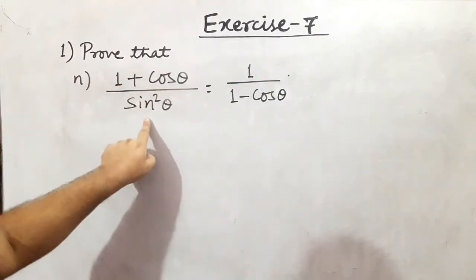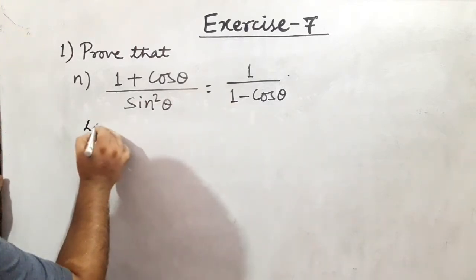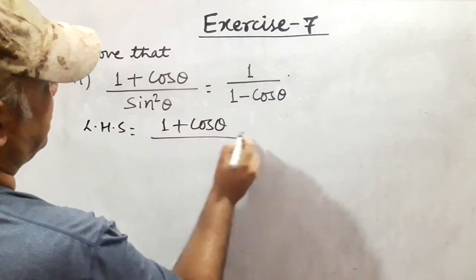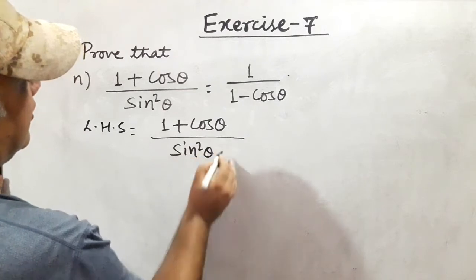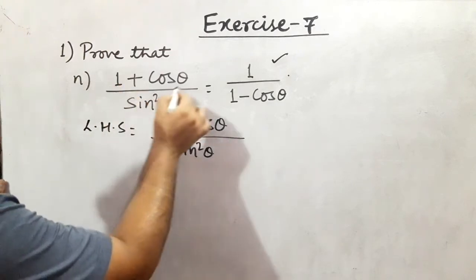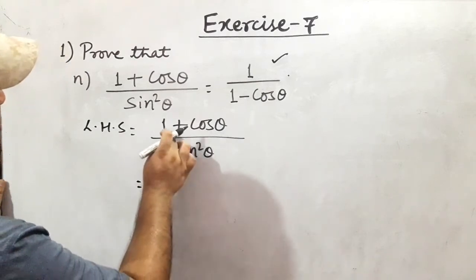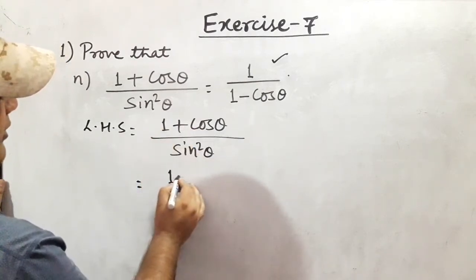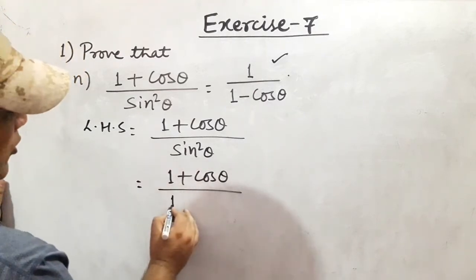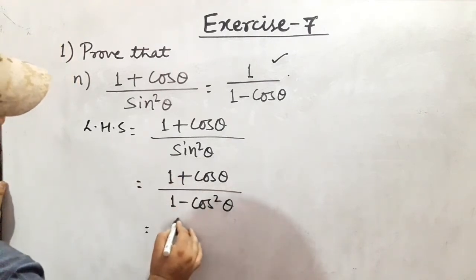(1 plus cos theta) by sin square theta equals 1 by (1 minus cos theta). Taking the left hand side, we have (1 plus cos theta) by sin square theta. In the right hand side, in the numerator there is 1, so 1 plus cos theta should be removed in order to bring 1. So let's apply some technique to remove 1 plus cos theta. So 1 plus cos theta as it is, by sin square theta equals 1 minus cos square theta from the Pythagorean relation.